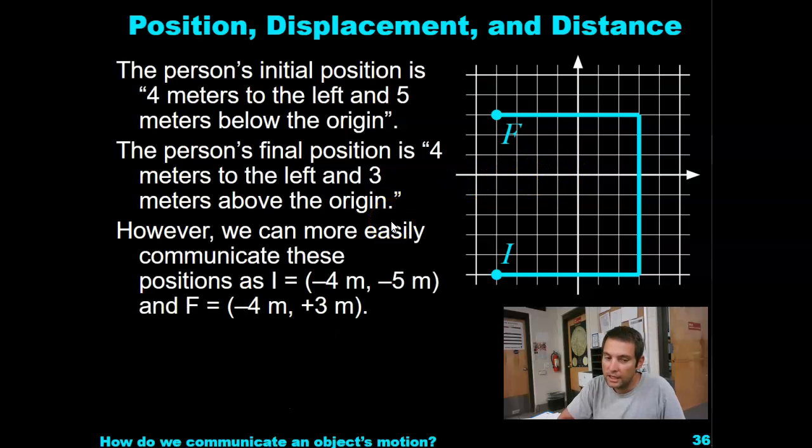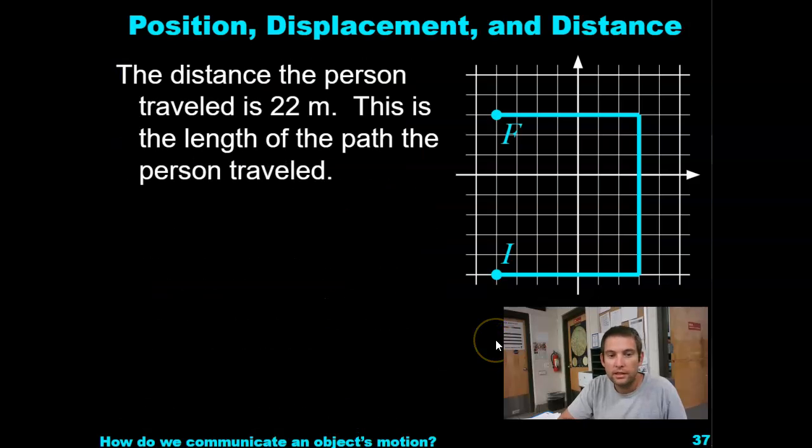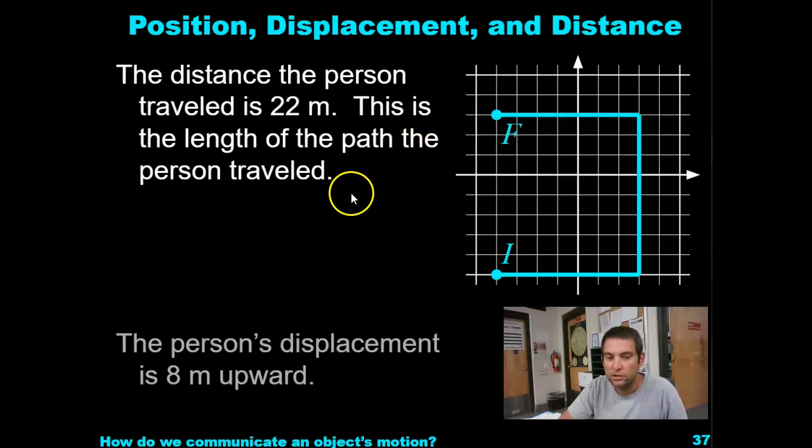However, we can more easily communicate these positions as I equals negative 4m and negative 5m, and F equals those coordinates. In physics, we use positive and negative values to represent direction. The distance this person has traveled, if we count up all of these squares, is 22 meters, so the length of the path is the person traveled.